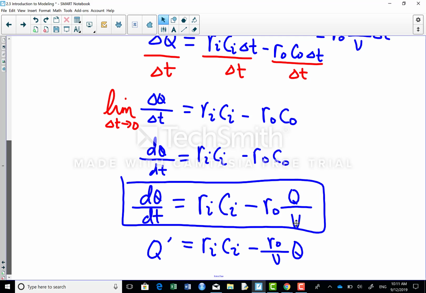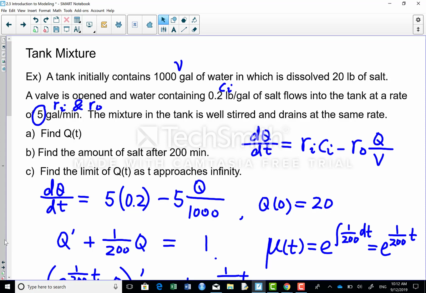And Ro Co can be replaced by Ro times Q over V. So now we have a differential equation to solve for Q. And also certainly sometimes you will see prime notation for the rate of change of the amount of solute, Q prime equals Ri Ci minus Ro over V times Q. Now let's use this result to solve an example.